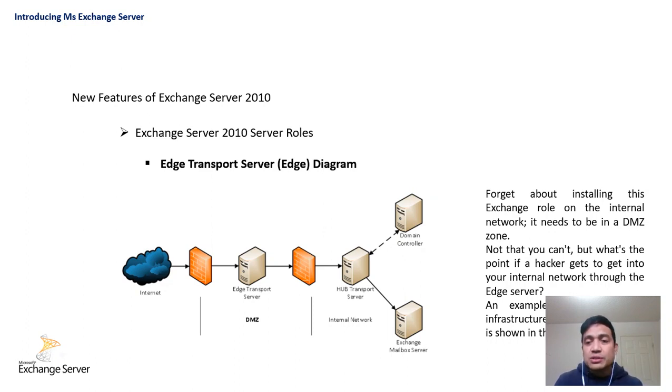So forget about installing this Exchange role on the internal network. It needs to be in the DMZ zone, which is shown in the diagram. Not that you can't, but the point is, if a hacker attempts to hack by using email or spam, it will be very difficult to penetrate the Exchange server through the edge server. So this is just a very good strategy, a layer of security.